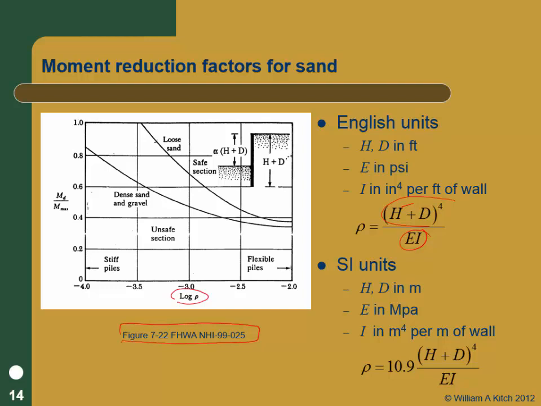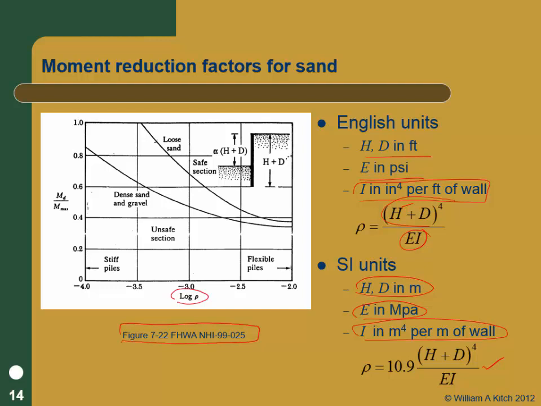These are dimensional parameters, so you need to be very, very careful to do this correctly. If you do this, you've got to have H and D in feet, E in psi, and the moment of inertia in inches to the fourth per foot of wall width. If you want to do it in SI, that's fine, but you've got to have H and D in meters, E in MPa, and I in meters to the fourth per meter of wall. Although you might think that inches to the fourth and meters to the fourth are kind of strange units, when you look at sheet pile walls, they're always tabulated in those because that's the way we do this.